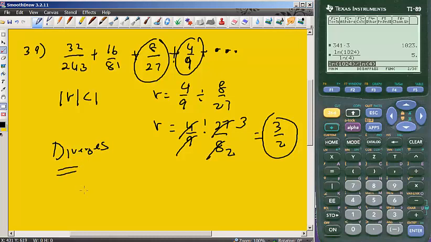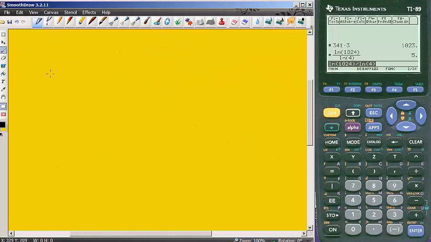Now if its ratio is less than 1, if this turned out to be, instead of 3 over 2, 2 over 3, then we can add them up and we can say it's a convergence. But it's not, so it diverges. Alright, let's go ahead and find something that we can add up. This is 42. Just the last two problems to explain.